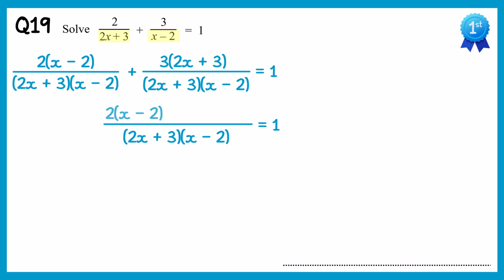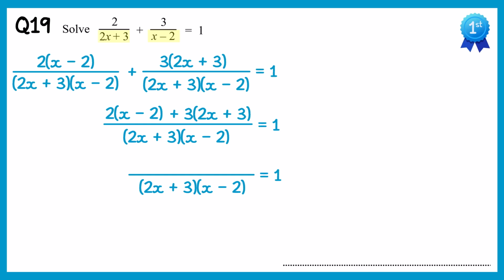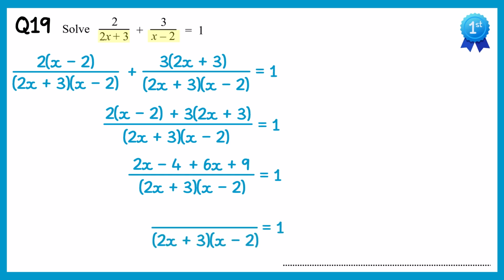So it's 2 bracket x minus 2 add 3 bracket 2x plus 3. Now we can expand out those brackets. So we've got 2 times x, which is 2x, and 2 times negative 2, which is negative 4, and 3 times 2x, which is 6x, and 3 times 3, which is 9. Next we can simplify the numerator by collecting like terms. We've got 2x plus 6x, which is 8x, and negative 4 plus 9, which is 5.